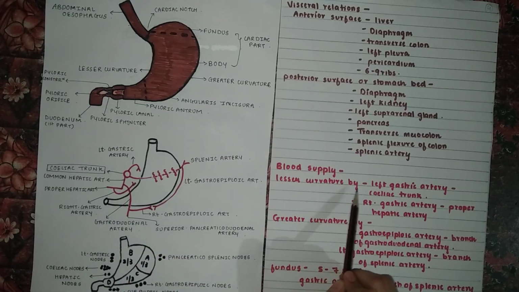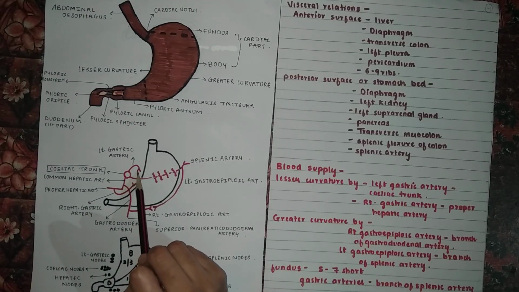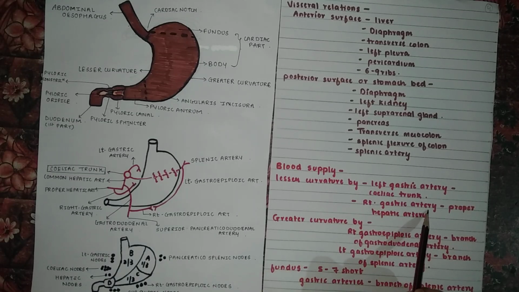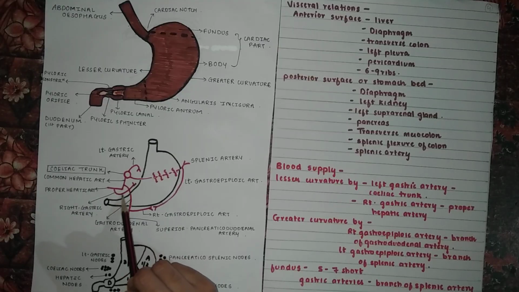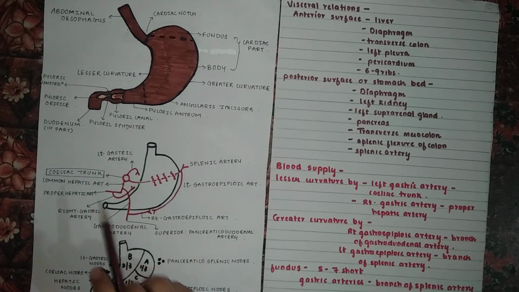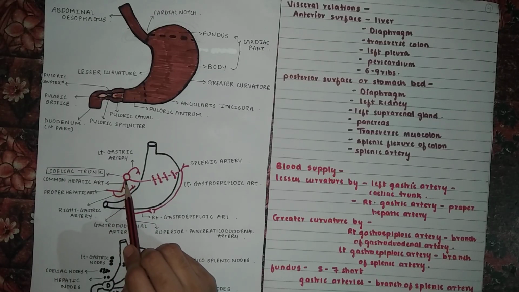So lesser curvature is supplied by left gastric artery, which is a branch of celiac trunk, and right gastric artery, which is a branch of proper hepatic artery. This is the right gastric artery, which is a branch of proper hepatic artery. Proper hepatic artery is a branch of common hepatic artery, which is a branch of celiac trunk.